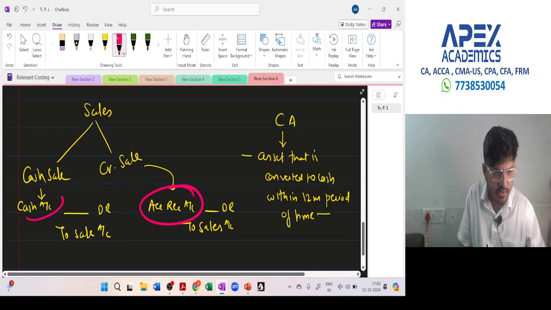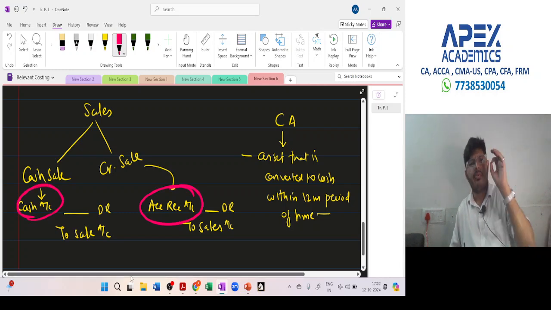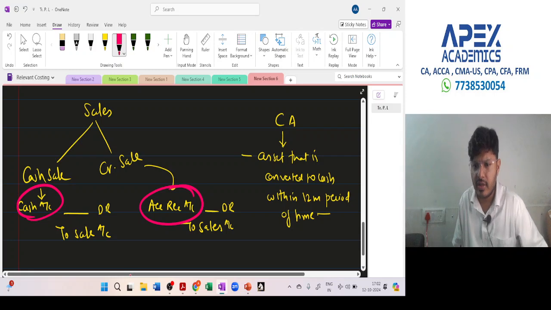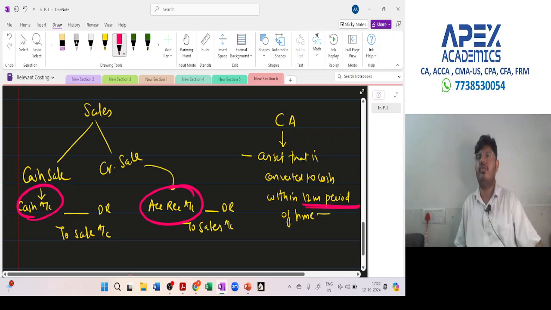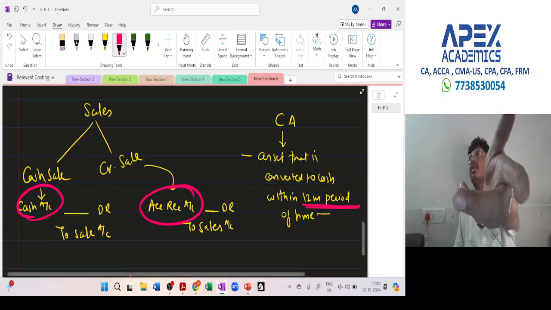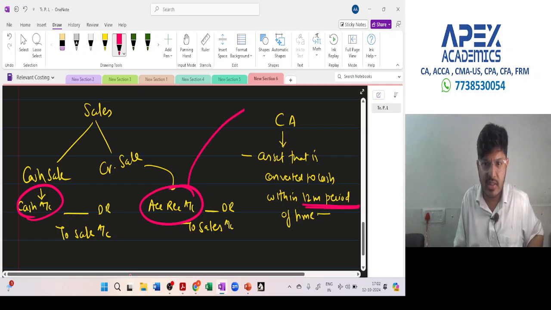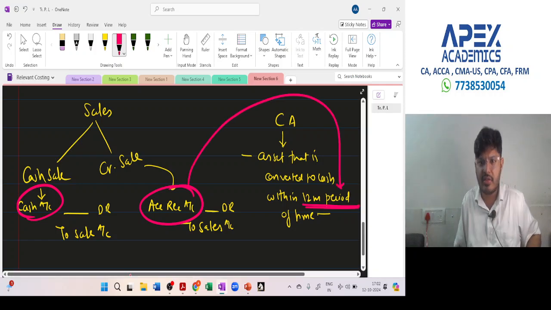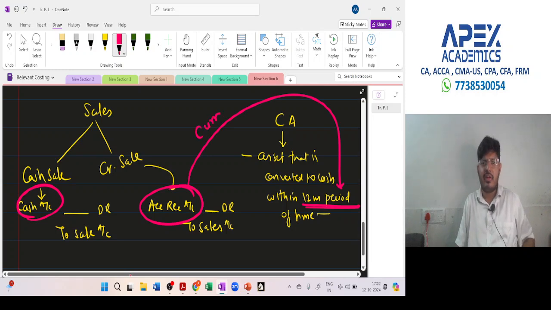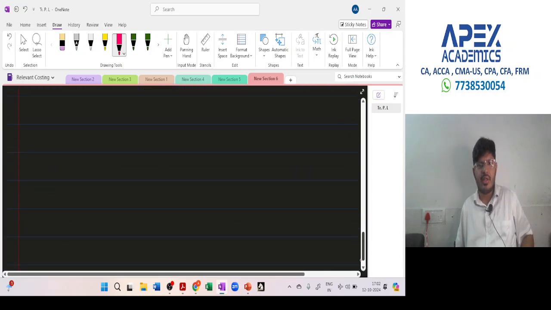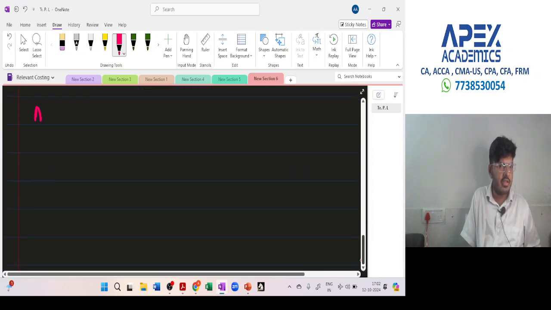So accounts receivable and cash are both assets that can be converted to cash within a 12 months period of time. Somebody will say, sir, how do you convert cash to cash? Friends, cash is already in the form of cash. So accounts receivable are generally converted to cash within 12 months. That is why they are called current assets.